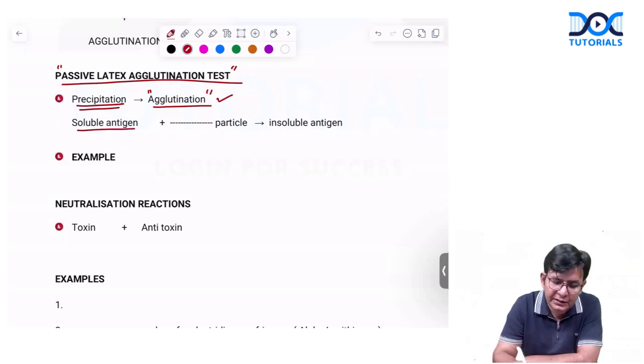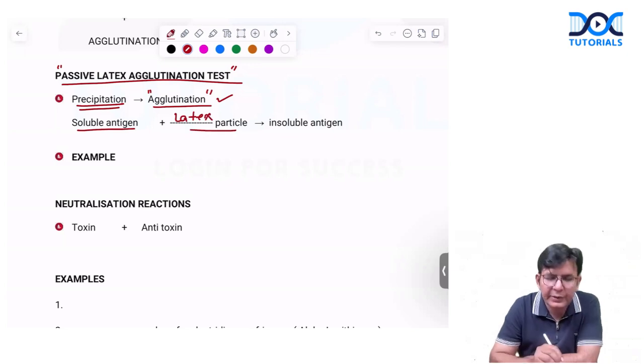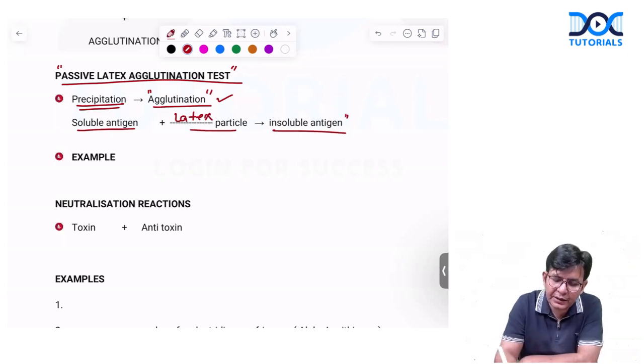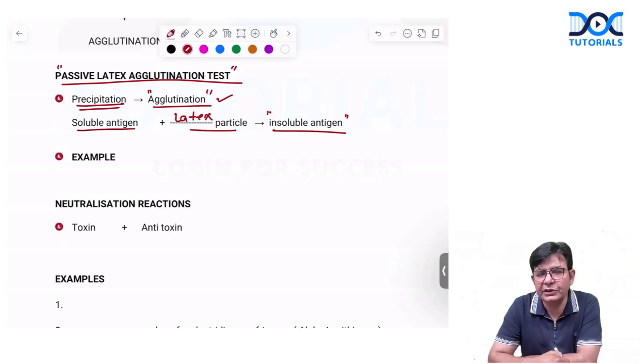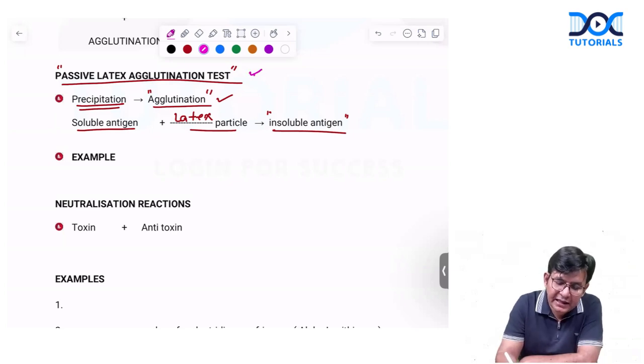A soluble antigen is there. You have to add a latex particle. And when you add the latex particle, it changes into an insoluble antigen. This insoluble antigen will give clumps, and clumps are visualized properly. So this is the basis of these card tests, the passive latex agglutination tests.